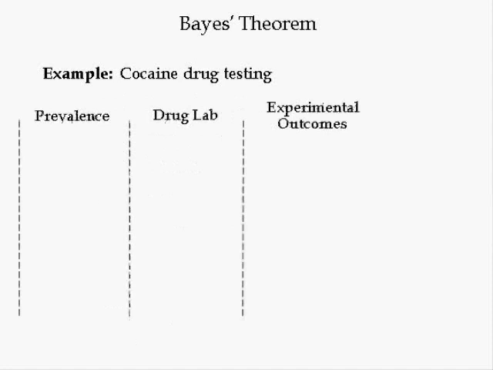Next, we illustrate the previous statistical information using a tree diagram. This yields the outcomes of this experiment. The first stage of the diagram shows the prevalence probabilities. On the top branch, we have the probability an employee is a druggie, which is equal to 0.01. The bottom branch, we have the probability an employee is not a druggie, which is equal to 0.99.